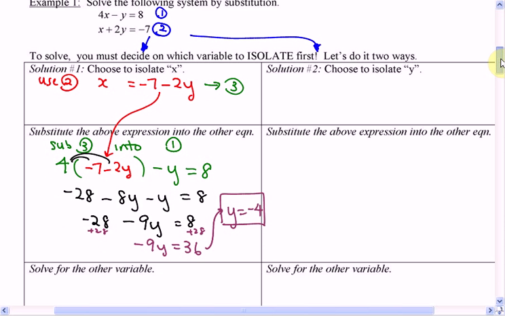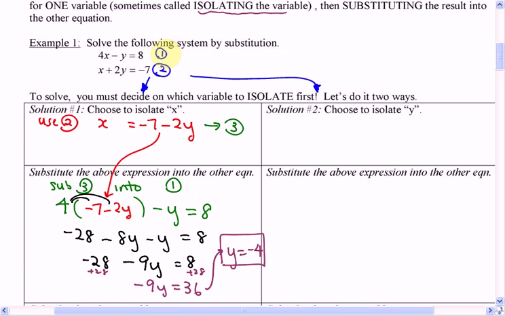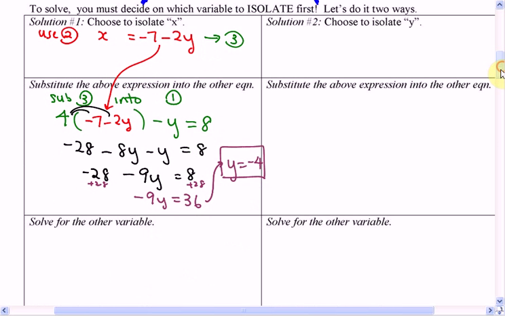But wait, we're not done yet. We've got to solve for the other variable. So now what we're going to have to do is find out what x is going to be equal to. Now, which equation do you think I should use to find out x? Should I use number 1, number 2, or number 3? Well, technically, you can use all three. It doesn't make a difference. As long as you do your algebra correctly, it's not a big deal. But one of these equations is actually much easier than the others. And if you chose number 3, you are correct.